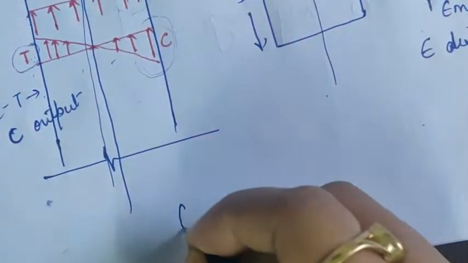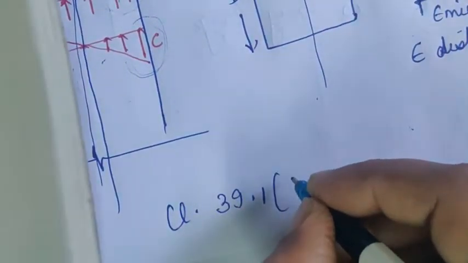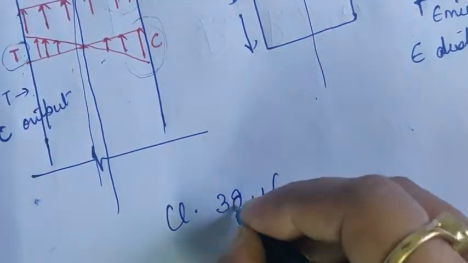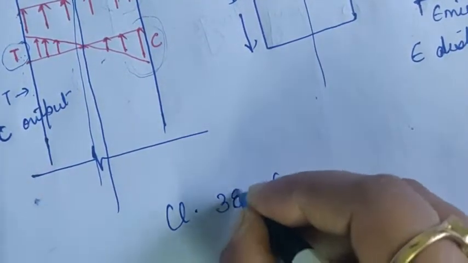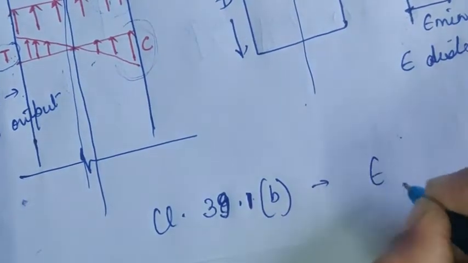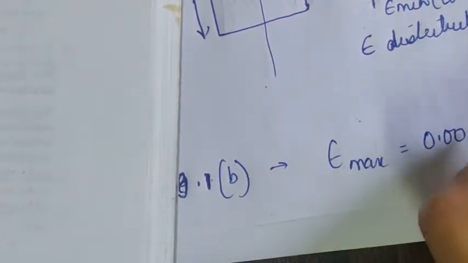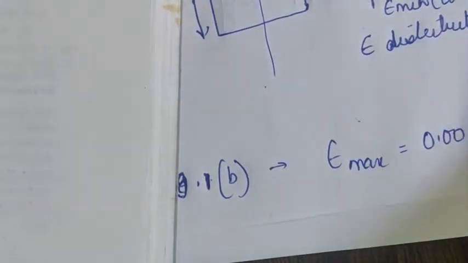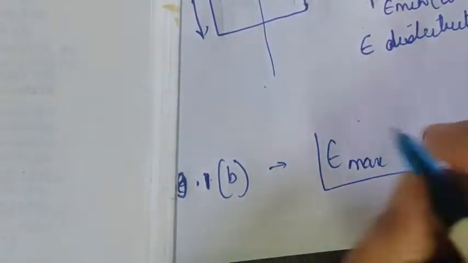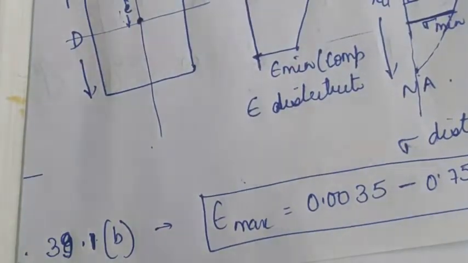So what does the code say? As per clause 38.1, point B, it says epsilon maximum must be equal to 0.0035 minus 0.75 times epsilon minimum. This is the relationship between the maximum compressive strain, the minimum value, and the maximum value.